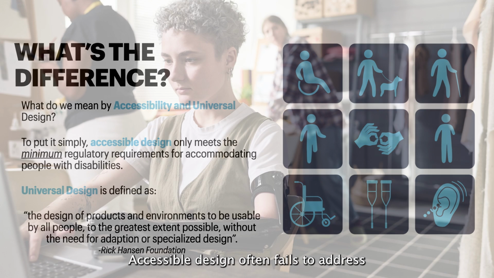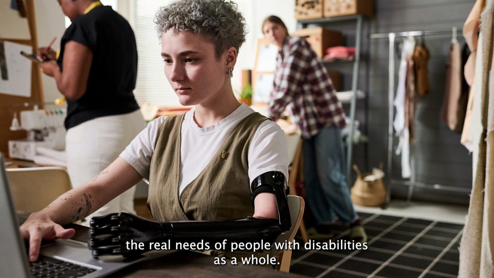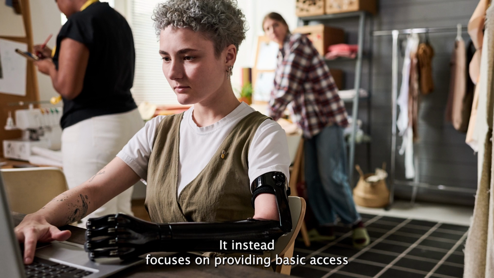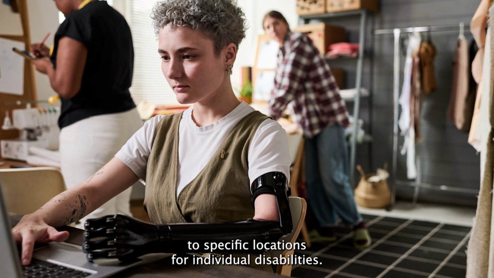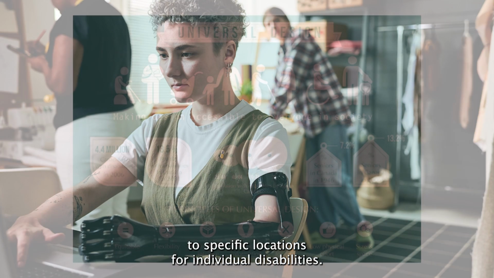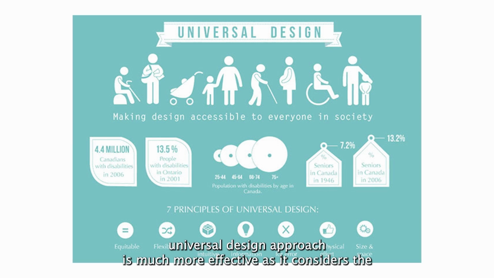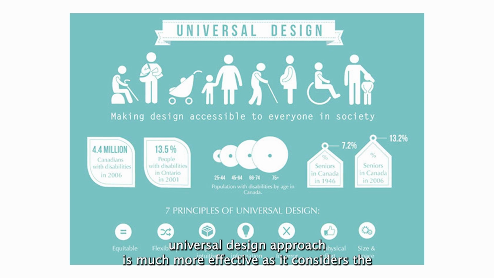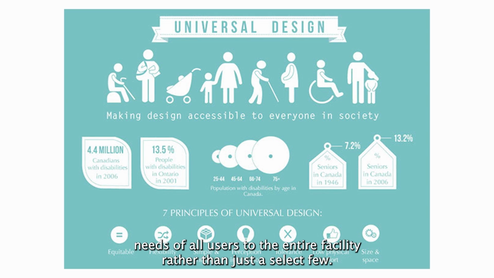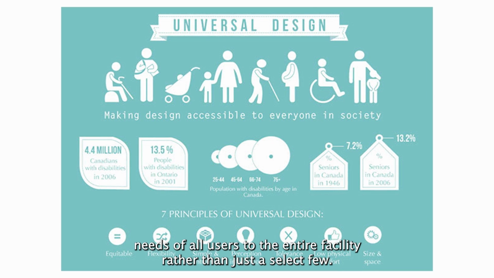Accessible design often fails to address the real needs of people with disabilities as a whole. It instead focuses on providing basic access to specific locations for individual disabilities. This is why a universal design approach is much more effective, as it considers the needs of all users to the entire facility, rather than just a select few.